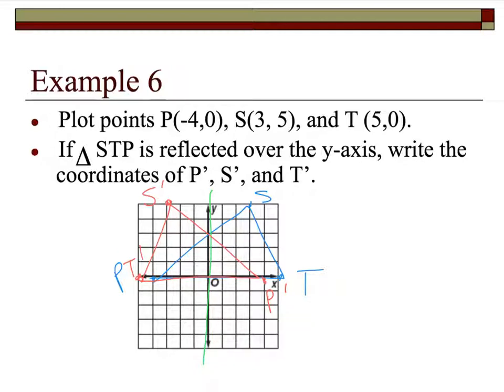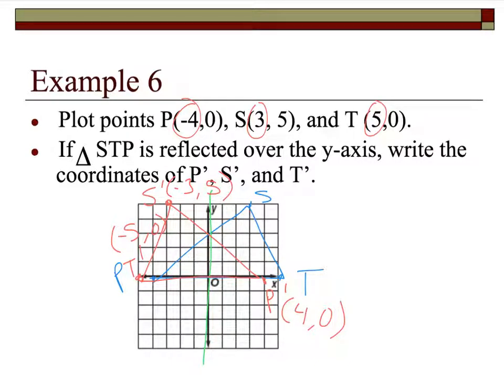Right, but what happened to my coordinates this time? Well, S prime has now become (-3, 5). The 5 stayed the same. T prime, can't really write it next to it with a lot of room, so I'm going to put it above it. T prime has become (-5, 0) instead of (5, 0). And then P prime has become (4, 0) instead of (-4, 0). So now it's actually my x-coordinate sign that has changed.